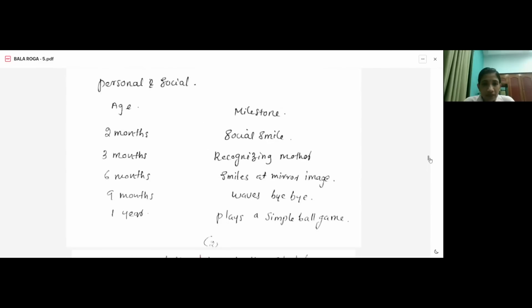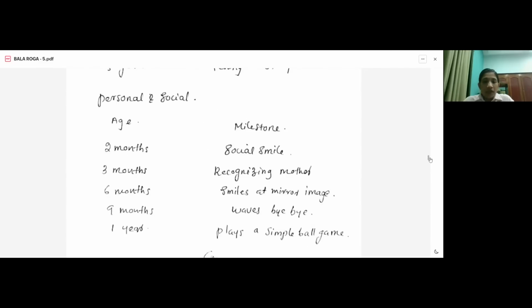In case of personal and social development, from the 2nd month onwards, he will have a social smile. When he observes a person coming near to him, he will smile. The social smile is very important, because in case of mental retardation, the baby will not have this type of social smile. Also if he has any disease related to the eyes, like decreased eyesight, he will have a delayed social smile.